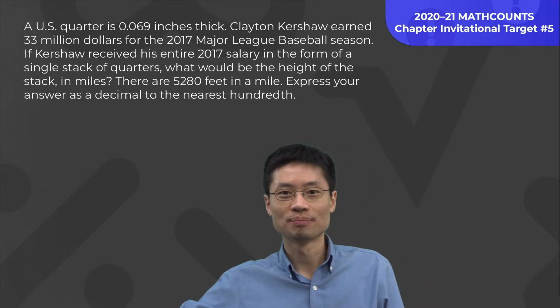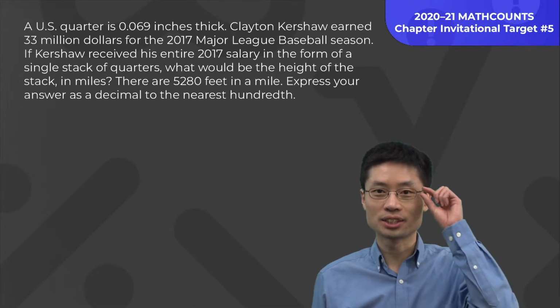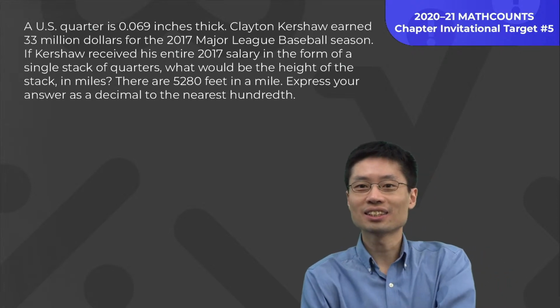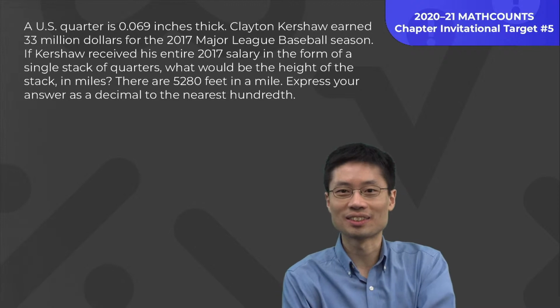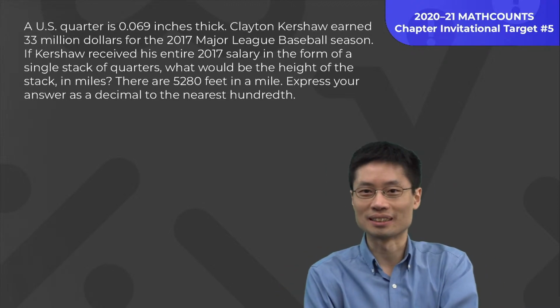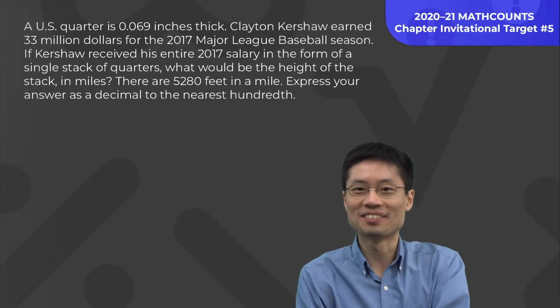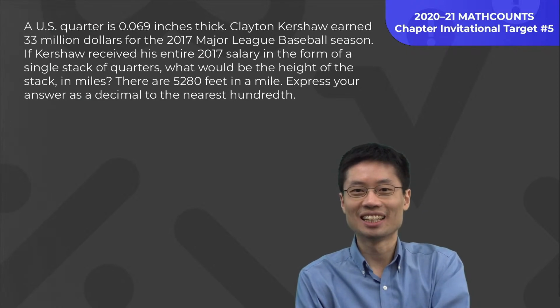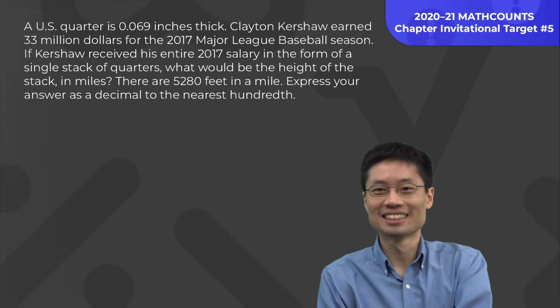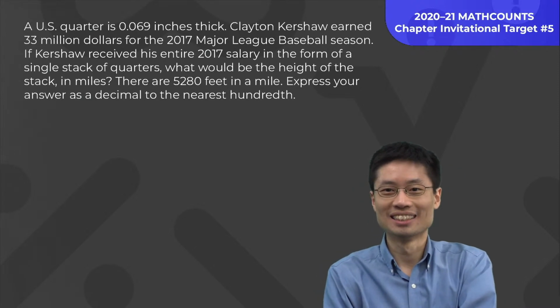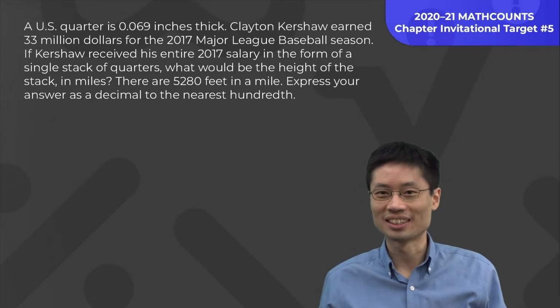A US quarter is 0.069 inches thick. Clayton Kershaw earned $33 million for the 2017 Major League Baseball season. If Kershaw received his entire 2017 salary in the form of a single stack of quarters, what would be the height of the stack in miles? There are 5,280 feet in a mile. Express your answer as a decimal to the nearest hundredth.